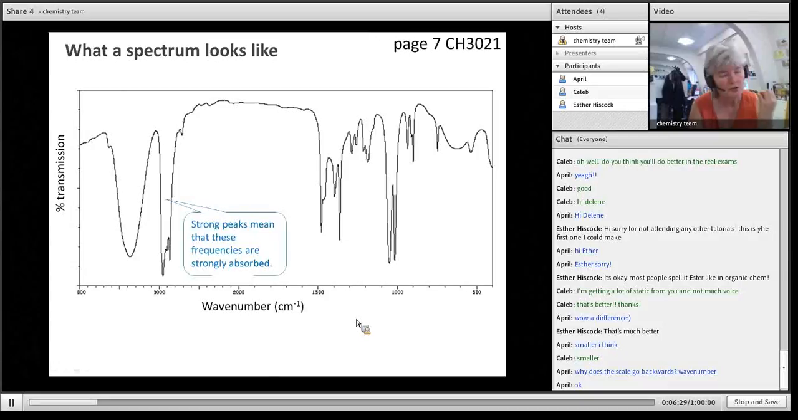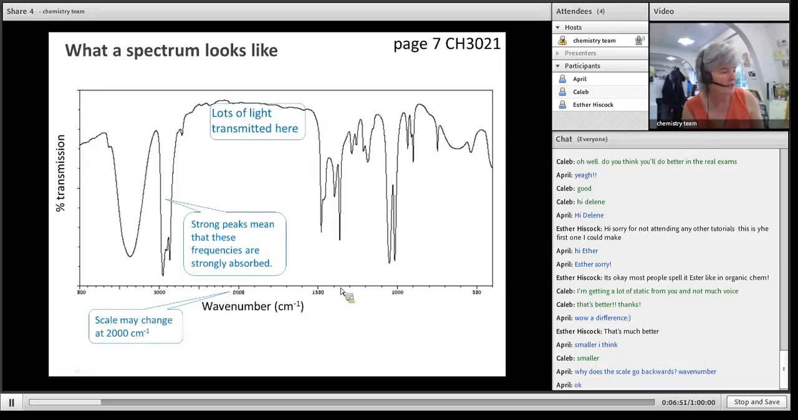Right, so just the strong peaks mean that the frequencies are strongly absorbed. Okay, so it takes up a lot of infrared light there as well, but in this area you can see not much has been absorbed, just about everything has been transmitted. We've got like 90% transmission over here. Okay, then we've got some peaks over there.